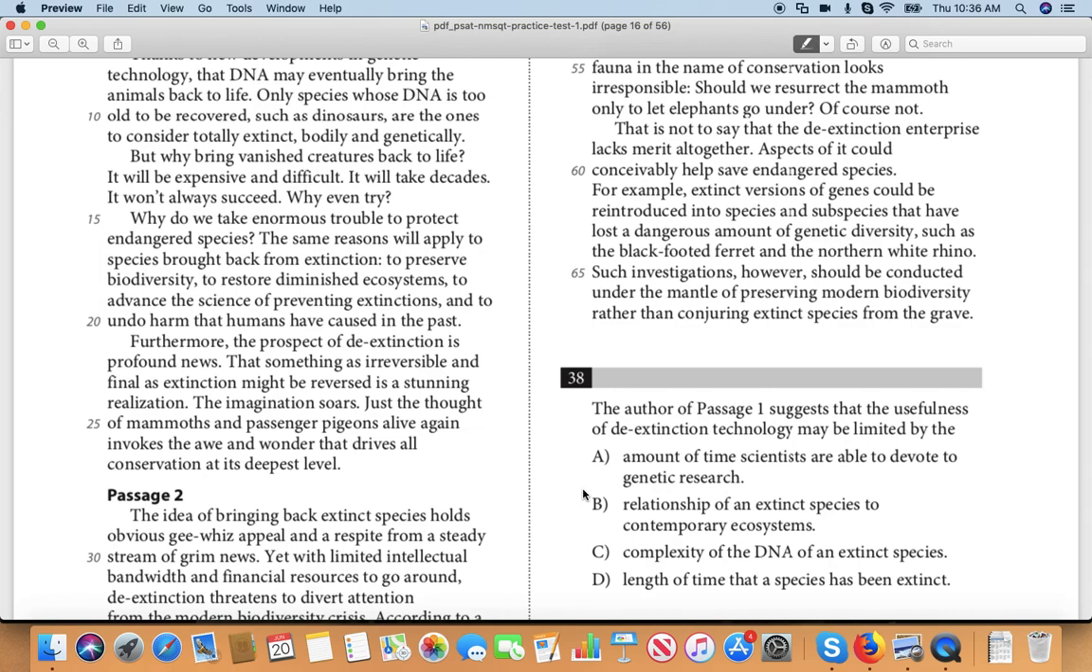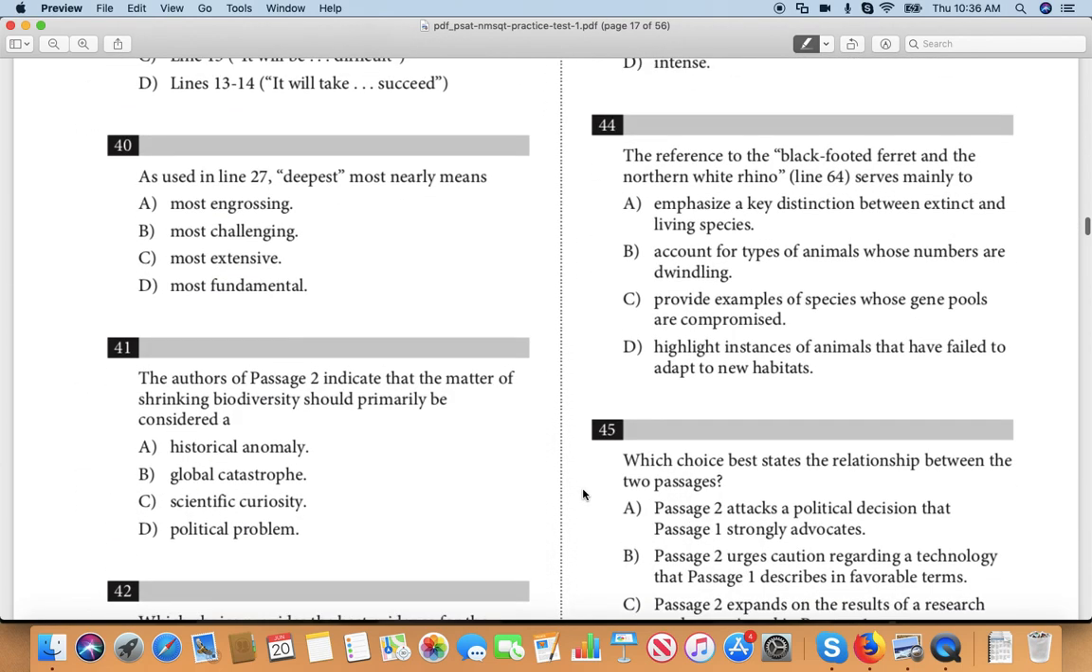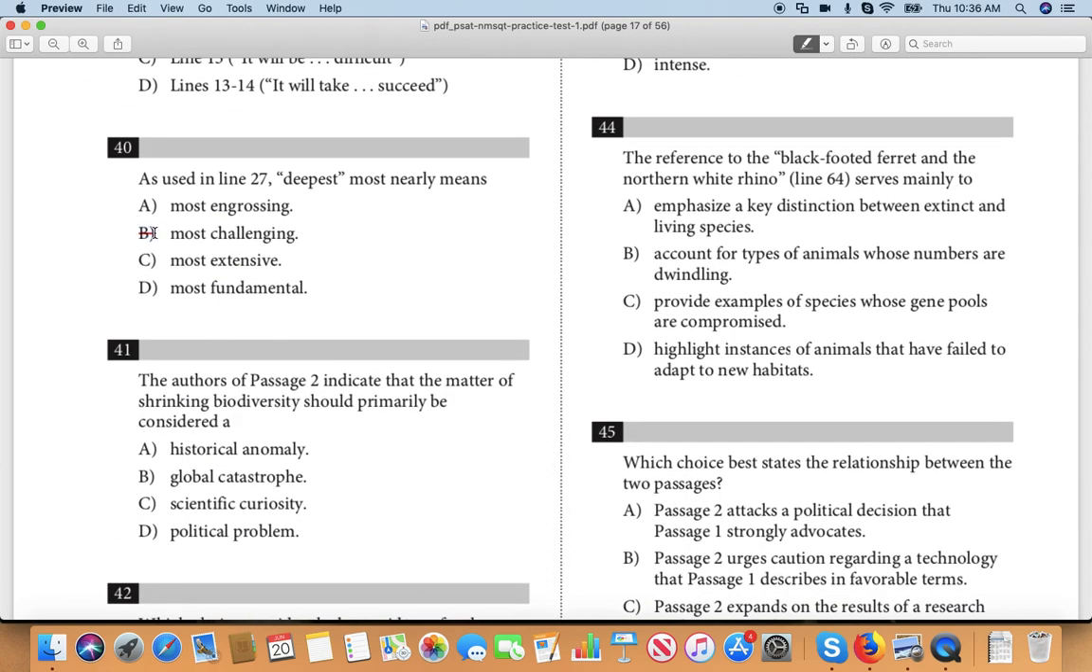Would you describe a level as being extensive? Probably not. We could describe it as challenging in the context of the video, but are we talking about it drives conservation at its most extensive? We're talking about the extent, the size of the level. I don't think so. That doesn't make a lot of sense. Let's eliminate B and C. Most fundamental, there we go.